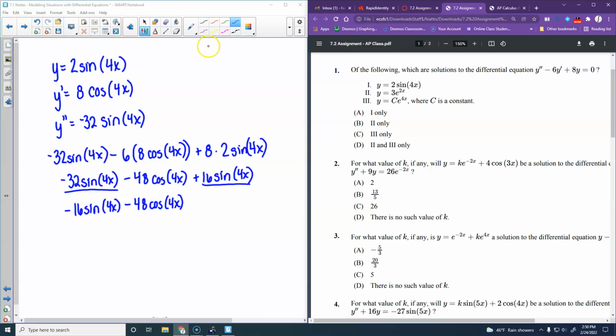All right. If we're doing the same thing with the second one, y is 3e to the 2x. Y prime, the derivative of e to the 2x is e to the 2x, but multiply by the derivative of 2, which is going to give you 6e to the 2x. And y double prime would be e to the 2x times the variable out in front, yep, 12e to the 2x.